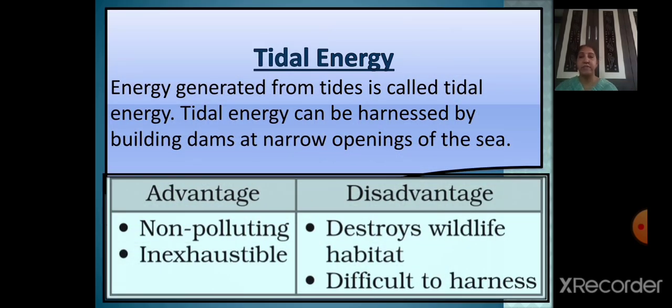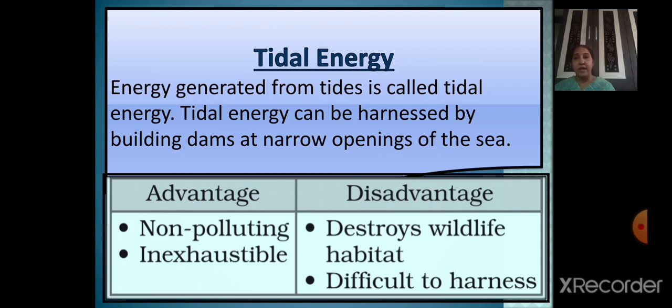Then the next is tidal energy. Tidal, from the word itself, energy generated from tides is called tidal energy. Tidal energy can be harnessed by building dams at narrow openings of the sea. Harness means to control something, so it can be installed there by building dams at narrow openings of the sea.